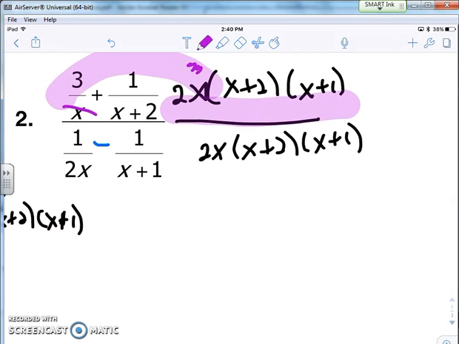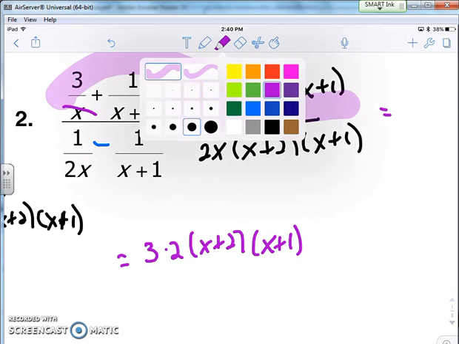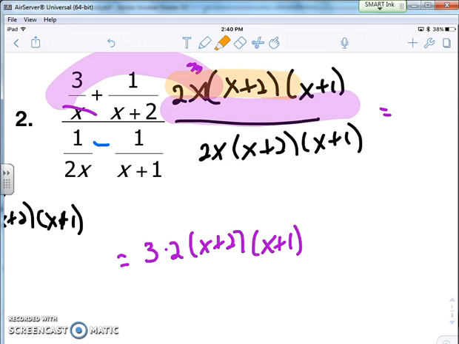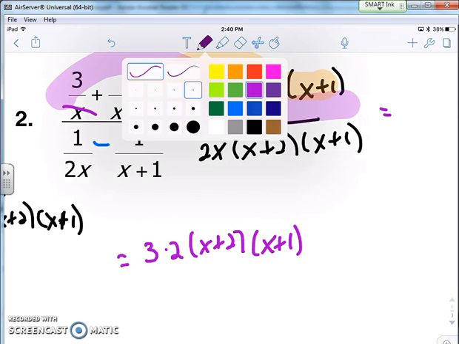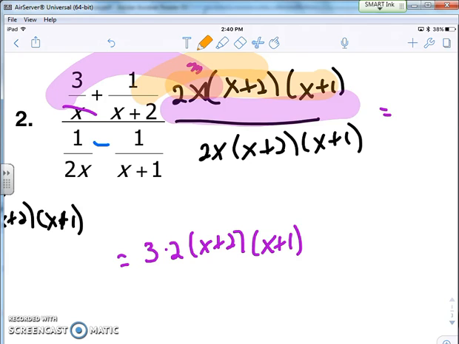I don't think there's going to be room there. Let's go ahead and write it down here. So the 3 remains, so we get 3 times 2 times x plus 2 times x plus 1. When I distribute it to the second one, let's use orange, the x plus 2 reduces out here, and I'm left with 2x and x plus 1, all of that times 1, so plus 2x times x plus 1.